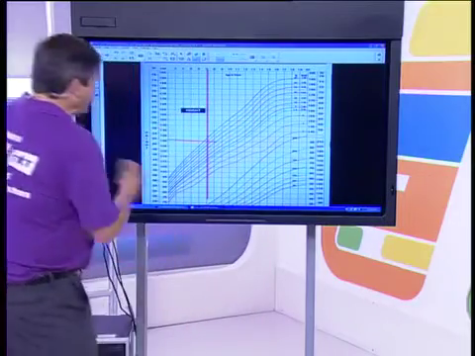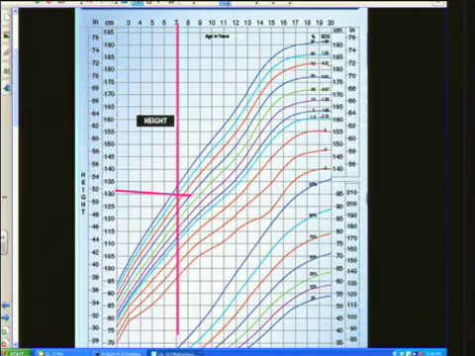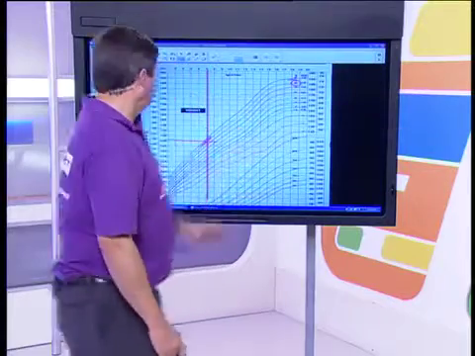Okay, so where does it actually cross? If we look at that, we can see that it crosses on this blue line. Now, what is that blue line? As we follow it up, we see it hits on the 90th percentile. So this little 7-year-old, 90% of all, what are we dealing with?